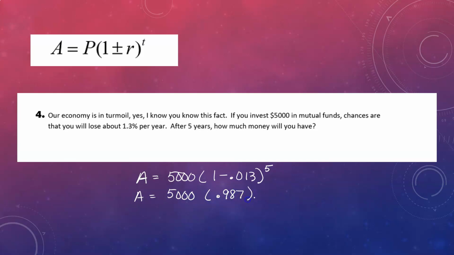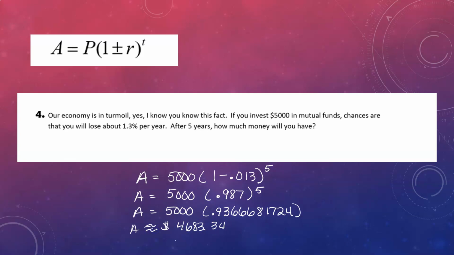So when you subtract 13 thousandths from 1, you get 987 thousandths, and that'll be to the 5th power. And I get this lovely decimal, so bear with me. Normally, I wouldn't even write this down. I would just leave it in my calculator, but you guys need to know. And when I multiply by the 1,000, and I lost some, I would be at about $4,683.34. And again, this is an estimate because I rounded.